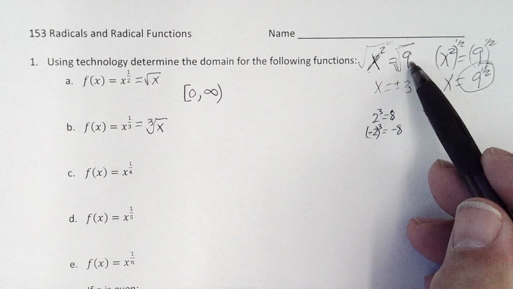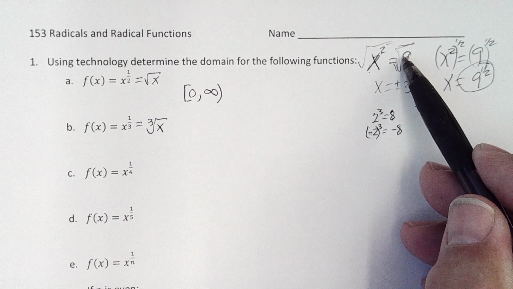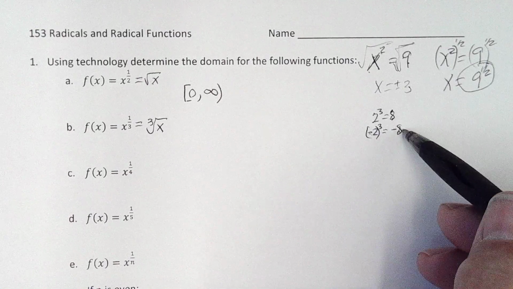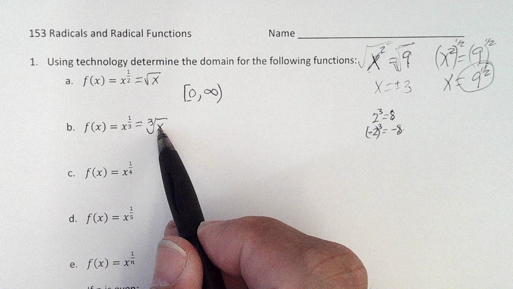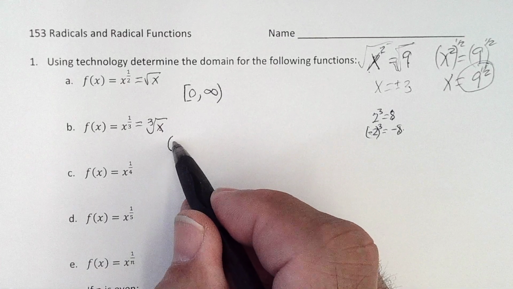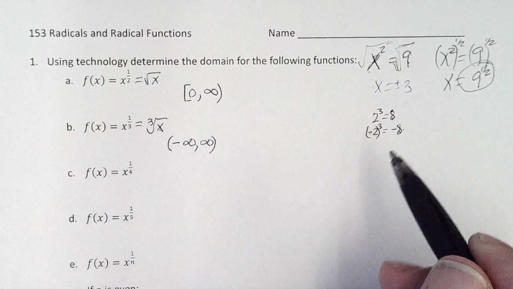Now, there's nothing squared that will make a negative 9 that's real. You have to go to imaginaries. But you can get negatives by cubing, and so you can take the cube root of positives, negatives, or 0. So this is anything from negative infinity to infinity can be used.